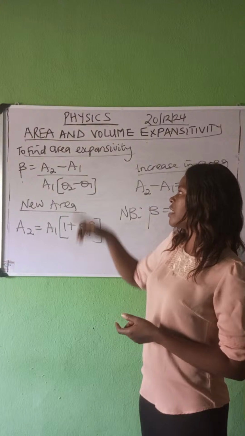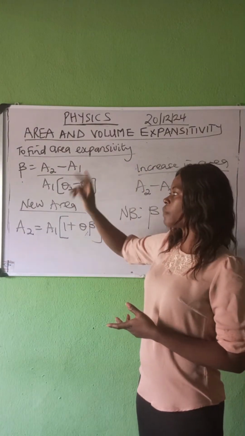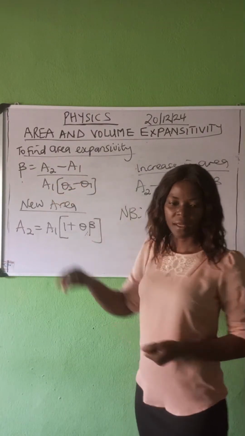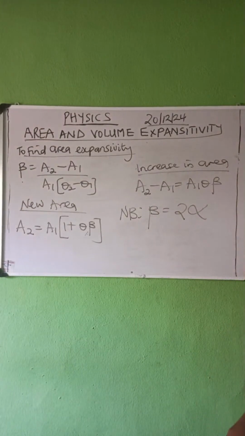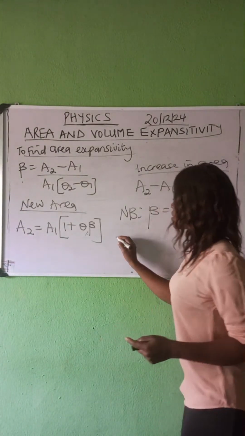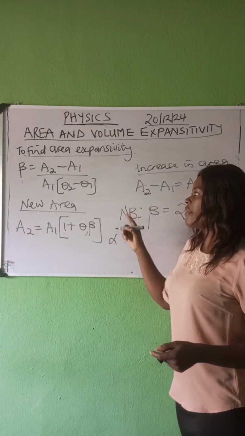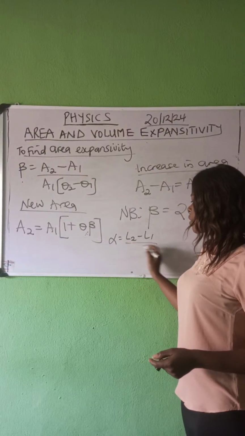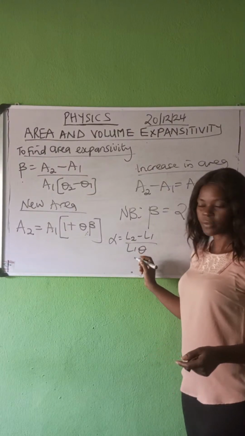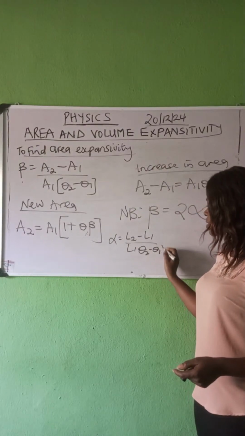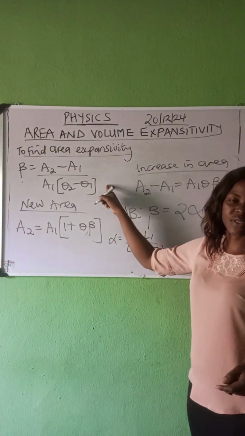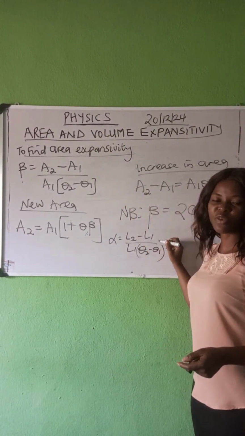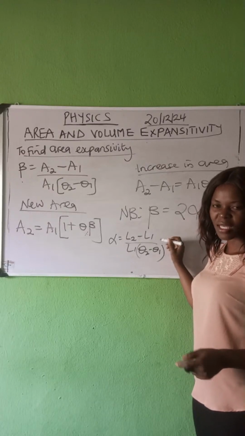Now if you're asked to find area expansivity, the formula becomes A2 minus A1 all over A1 bracket theta. Remember in linear expansivity, the symbol is alpha. If you're asked to find the linear expansivity, it is equal to L2 minus L1 all over L1 theta. Okay, let me say L1 bracket theta 2 minus theta 1. It is similar to this. Why do I have L here and here I have A? This is because I'm dealing with the length, that is linear expansivity, linear expansion.